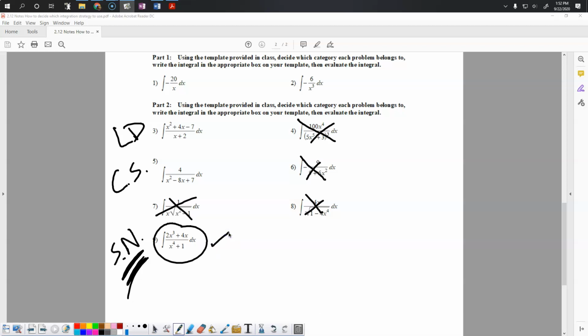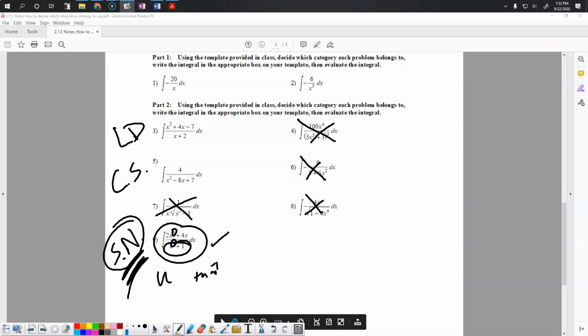So guess what? This one is really 3 problems in one. It's a splitting the numerator problem, and after we split the numerator, it's going to be a U-sub because of this, but it's also going to be an arctan because of the sum of the perfect squares. So there's actually going to be 3 problems on that one.